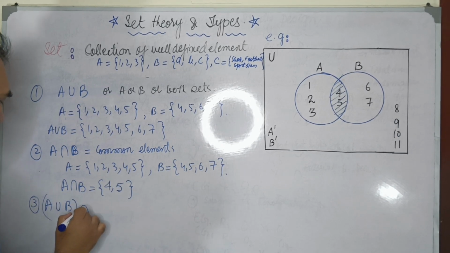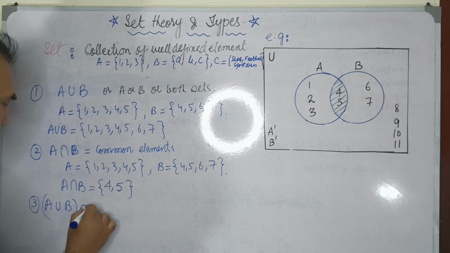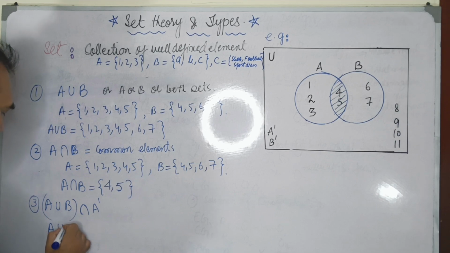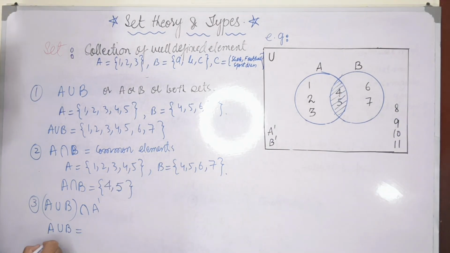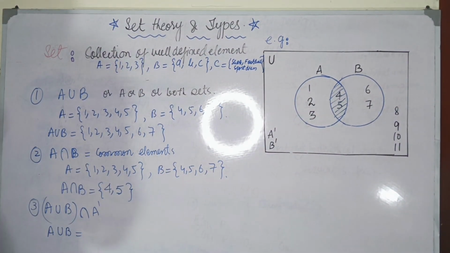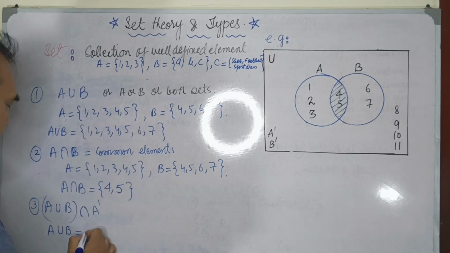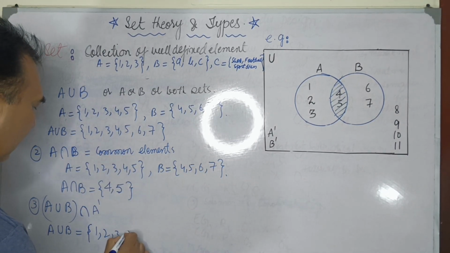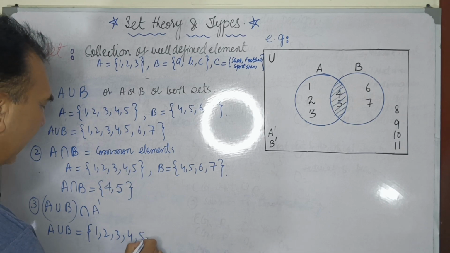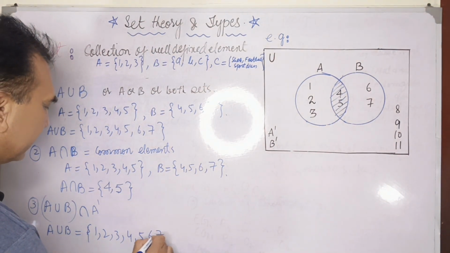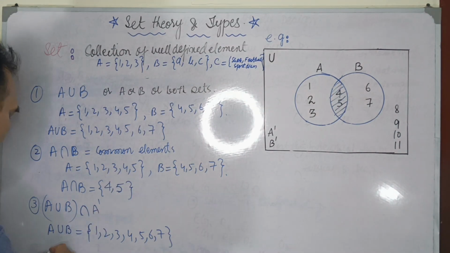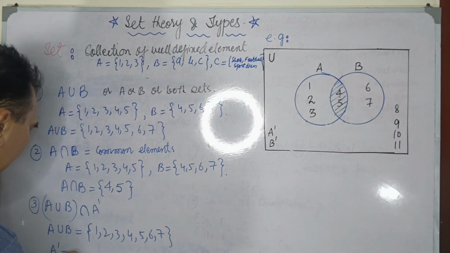Okay, suppose now we have A union B, and then the intersection with A complement. First of all, I will find out A union B. In A union B, I will find 1 2 3 4 5 6 and 7. So this is A union B. Now I will find out the A complement.